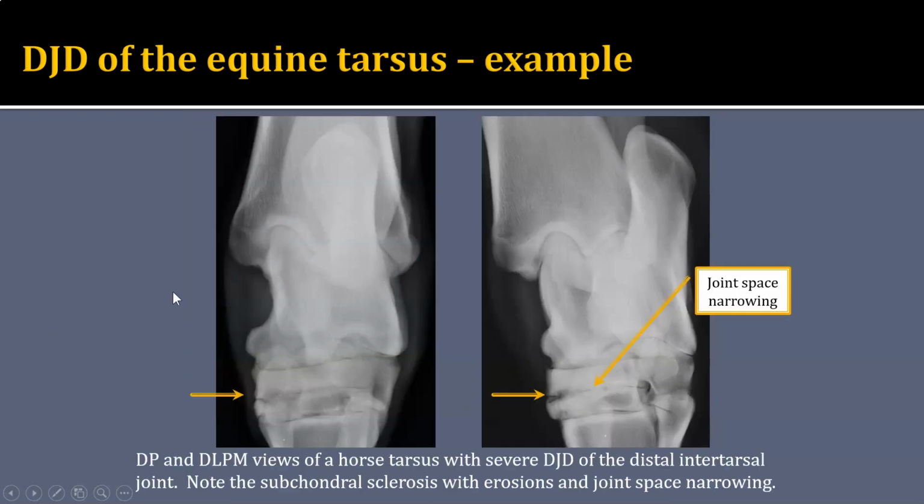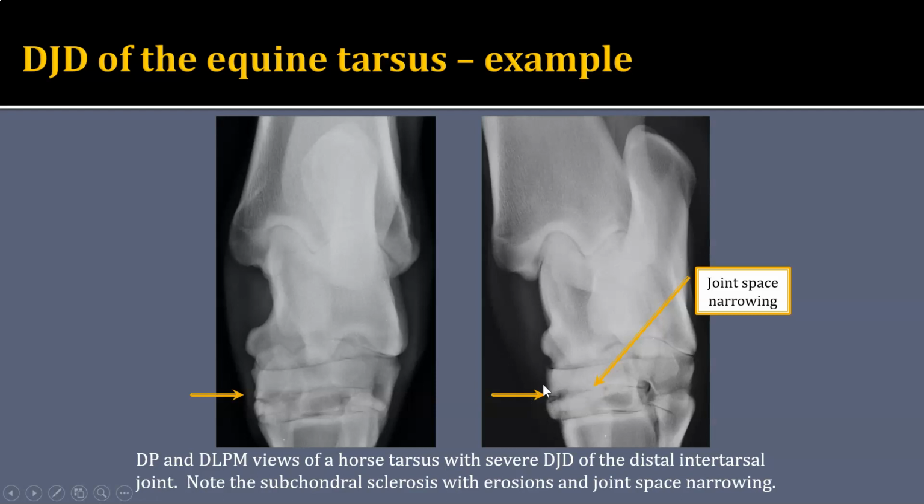Here's a different patient that has more advanced degenerative joint disease. This is the DP and the DLPMO view. And when we assess this patient's distal intertarsal joint, I look across the joint and see that it is open here and starting to narrow here. When I see that in one view, I want to see if that's true in another view in order to make sure that it's not an artifact of beam angulation. And we can see that it is narrowed in this other view as well.